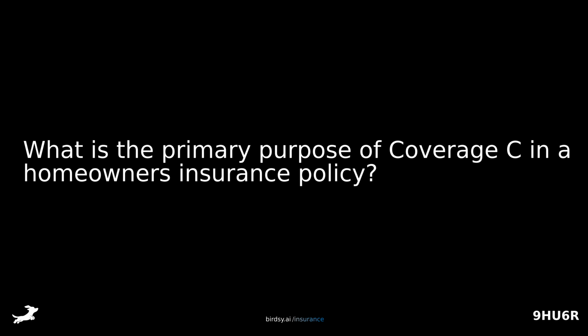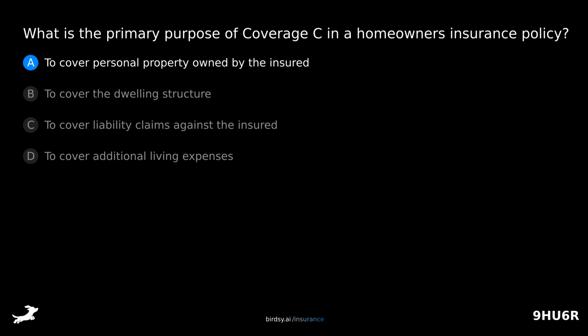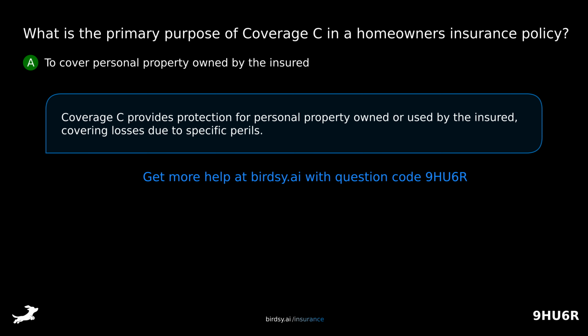Coverage C, personal property and special limits. What is the primary purpose of Coverage C in a homeowner's insurance policy? Is it A, to cover personal property owned by the insured, B, to cover the dwelling structure, C, to cover liability claims against the insured, or D, to cover additional living expenses? The answer is A, to cover personal property owned by the insured. Coverage C provides protection for personal property owned or used by the insured, covering losses due to specific perils.